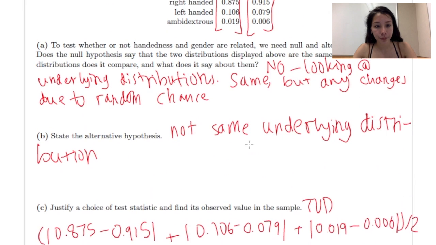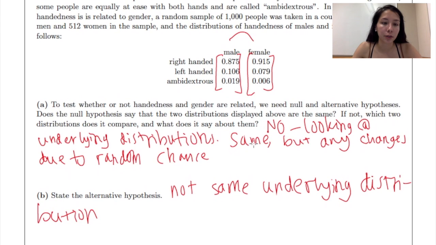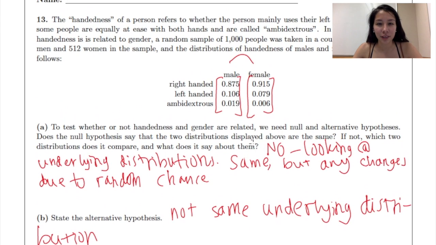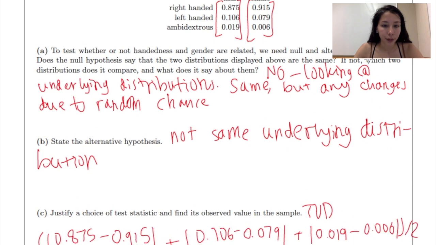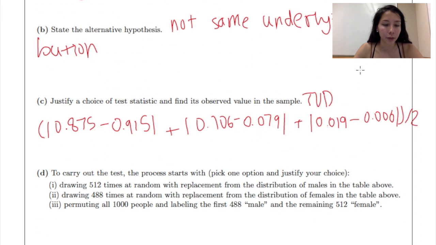So let's just think about this. This obviously doesn't make sense because there were only 488 men in the study versus 512 women. So there's no reason that we would be doing this. Even if this was correct, we would be doing 488 draws for the men. So that's not correct, and clearly number 2 is not correct either.